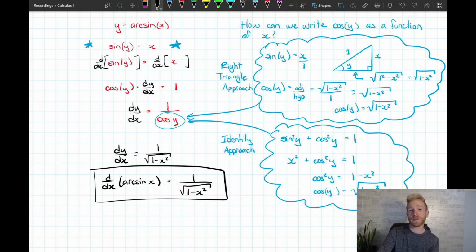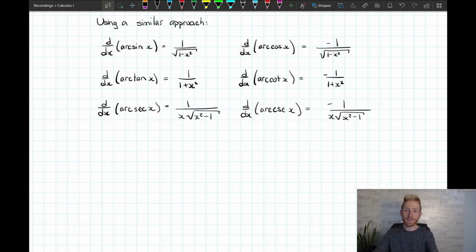Now, I'll leave this as an exercise, but see if you can now apply the same technique for finding the derivatives of the other 5 inverse trigonometric functions. And I'll provide those answers here for you. And here are the other remaining derivatives of inverse trigonometric functions. And you'll notice that in the case of arc sine, arc cosine, arc secant and arc cosecant, it's not differentiable everywhere. There are places such as when x is equal to plus or minus 1, or when x is equal to 0, where the functions are not differentiable.